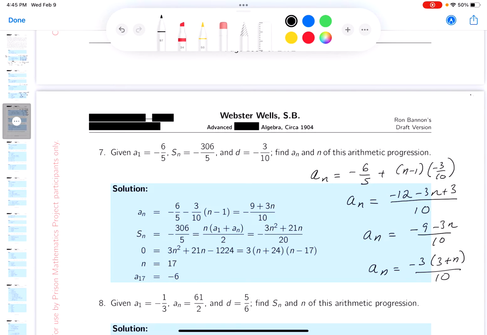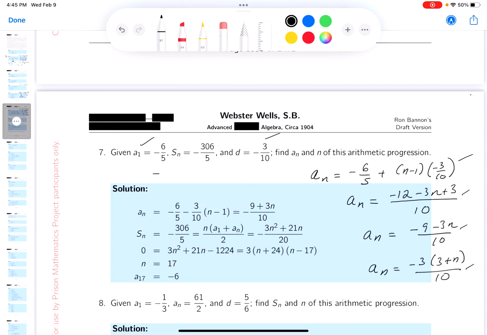Do I need to do that? No, you don't need to do that. But I realize what An is now. It's minus 3 times (3 plus n) over 10. Now, granted, you could use this one, or this one, or this one. But I kind of exhausted using these two things at this point. I'm going to start to use the Sn now.